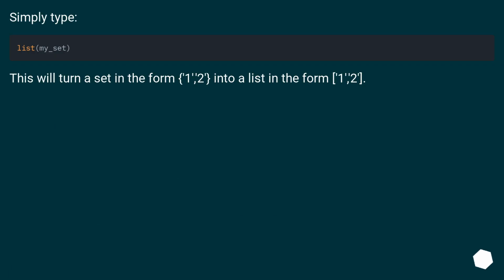Simply type. This will turn a set in the form 1,2 into a list in the form 1,2.